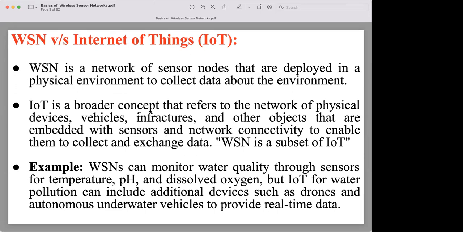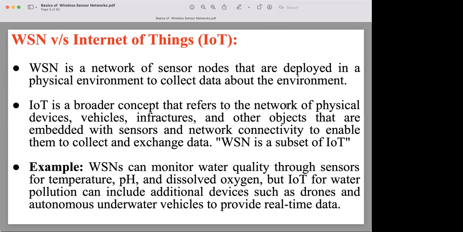As we already saw, a wireless sensor network is a network of sensor nodes that are deployed in the physical environment to collect data about the environment. The physical environment may be your forest area, or river water pollution monitoring, whatever the environment is. But IoT is a little bit of a superset of the wireless sensor network, or we can summarize that wireless sensor network is a subset of the IoT. So IoT is the broad concept.